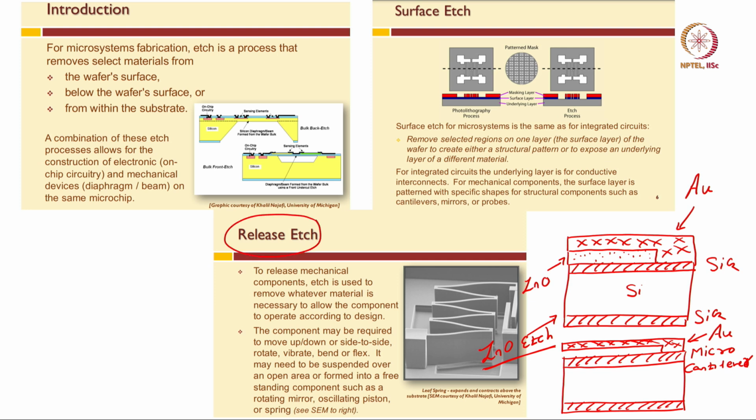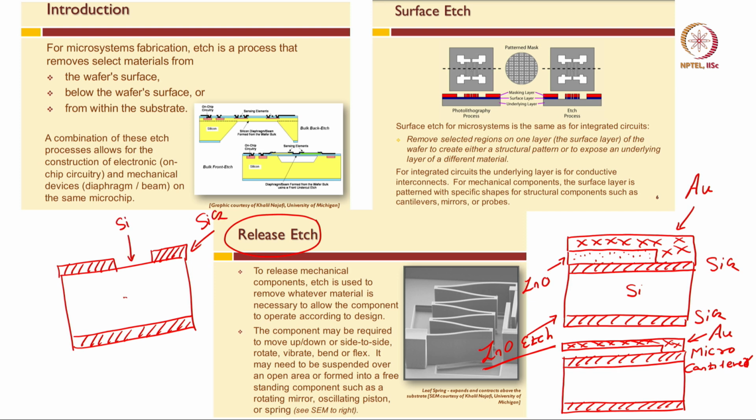From the surface, whatever you are etching is surface etch. For example, if you take a substrate and let us say you have oxide, and you are etching oxide from the surface, this is your surface etch, very simple. You take an oxidized silicon wafer and then you etch oxide from the area which I am showing here, that is from here. This is your surface etch, simple.